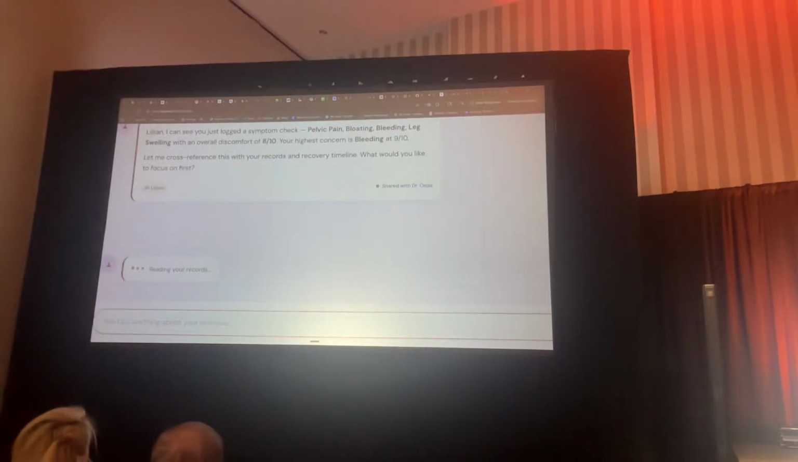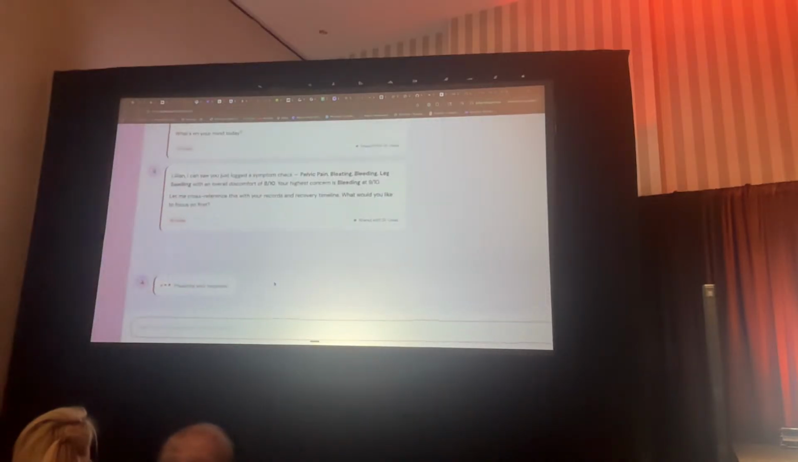You asked, what should I expect as a post-op patient based on my surgery? Also talk about the symptoms.